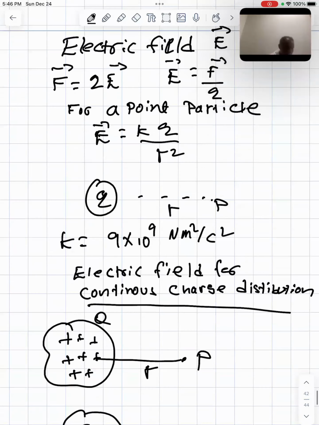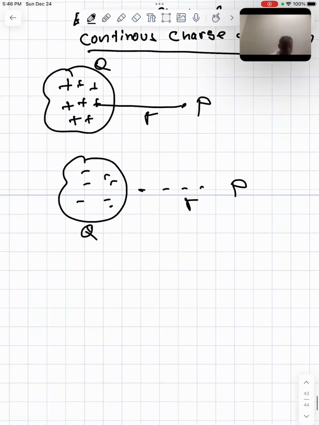For a point charge, just use this, okay? And then, as we discussed last time, you also have to use a positive test charge to find the direction of electric field. But if you have continuous charge distribution, how can I find the electric field? So this is calculus-based physics. You have to know how to differentiate, how to integrate, and so on.